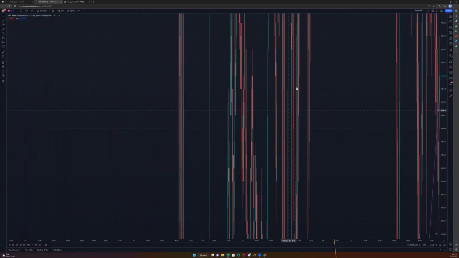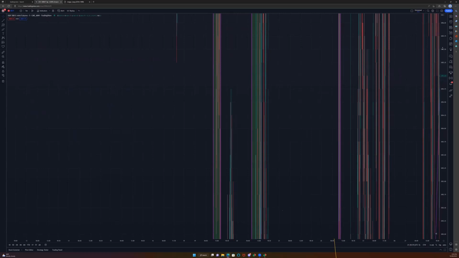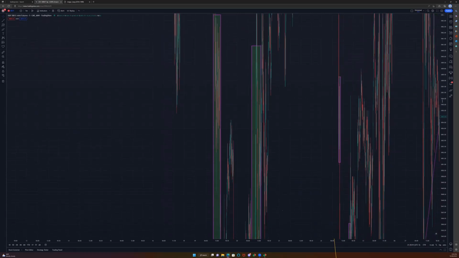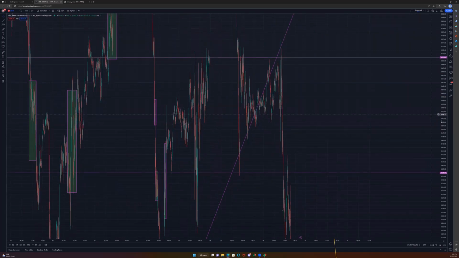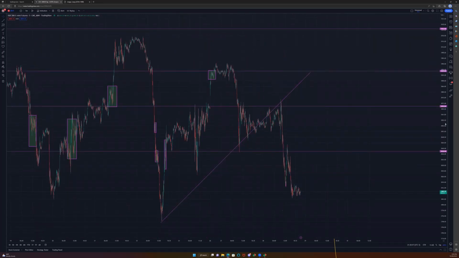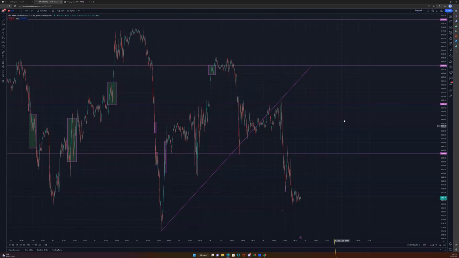I don't even know how clean it was on ES, to be honest. I have no idea. Dark, I'm pretty sure you can double click the price axis to zoom it out. Wow. Oh yeah.